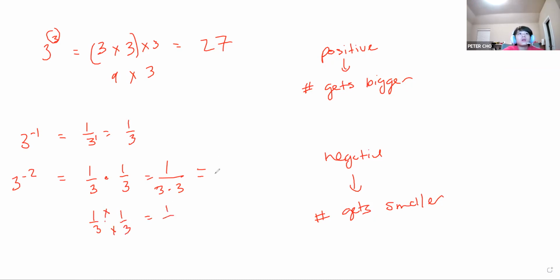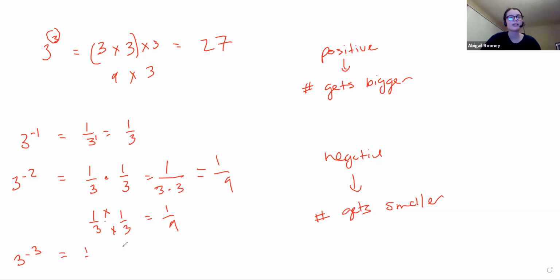Yep, very good. I thought I was wrong for one second, but yeah, you got it. Okay, and then what's 3 to the negative third? So 1/3 times 1/3 times 1/3.